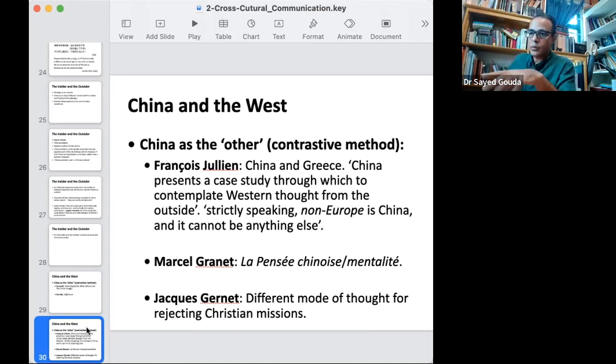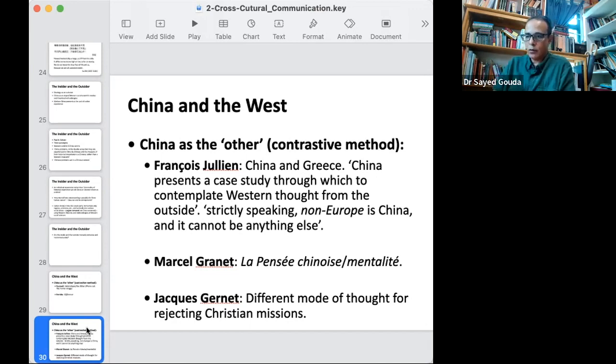And he says here, China presents a case study through which to contemplate Western thought, meaning that by studying China, because it's quite the opposite of Western culture, we will come to understand Western thought from the outside. And he said, and this is all quotes, okay? Strictly speaking, non-Europe is China, and it cannot be anything else. China cannot be anything else but non-Europe, meaning the other that's not Western, the other that's not European.